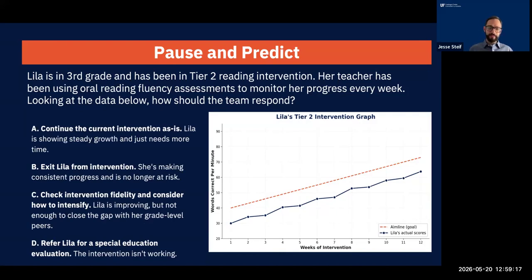A, continue the current intervention as is. She's showing steady growth and just needs a little bit more time. B, we're going to exit Lila from intervention. She's making consistent progress and is no longer at risk. C, we want to check intervention fidelity and consider how to intensify. Lila is improving, but not enough to close the gap with her grade level peers, as represented by the aim line. And D, refer Lila for a special education evaluation because the intervention simply is not working. Take a moment.